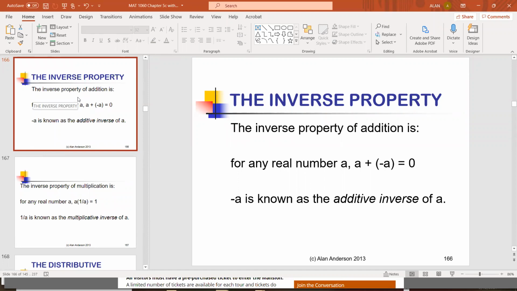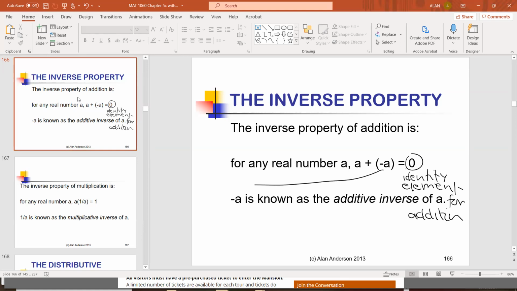Everybody knows, I guess, that if you take any real number a and add negative a to that, we'll end up with 0. And remember, 0 is the identity element for addition, as we just saw. So because of that, we call negative a the additive inverse of a, because their sum is the identity element 0.